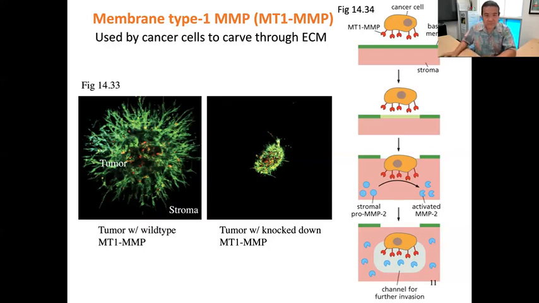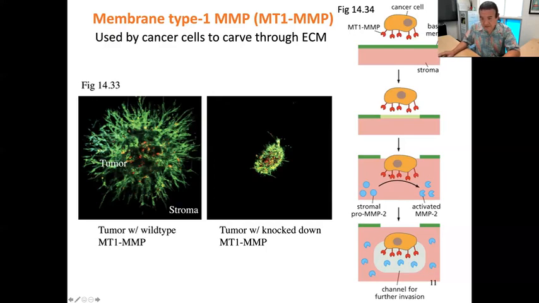So here's an example. This is kind of an interesting one. This is a membrane type 1 MMP, or MT1 MMP. So it's a protease also that will digest other proteins, but when it is expressed improperly by a cancer cell, it remains on the cancer cell itself. So it's a membrane-bound protease. This enables the cancer cell to itself digest away the surrounding stroma.